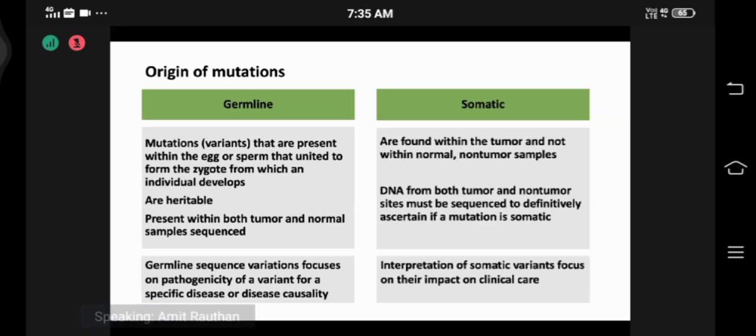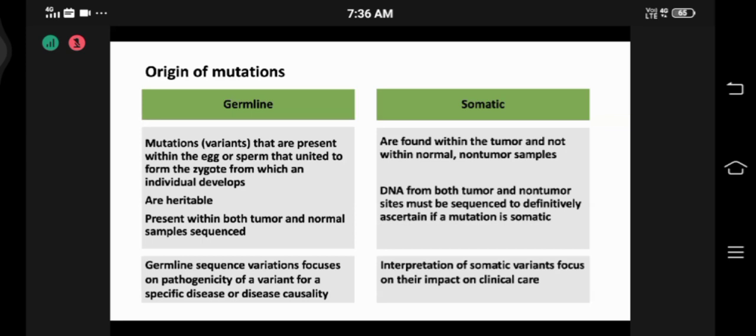The other major mutations important for us are somatic mutations. With somatic mutations, we are looking at the tumor, not at normal, non-tumor cells. Basically, we study only the tumor sample, and the mutations we find in it are somatic mutations. How do I know whether a mutation is somatic or germline? If I find a mutation in the tumor, it could be somatic or germline. So to say clearly that it is somatic alone, you also have to sequence normal cells. When you sequence normal cells and don't find it there, but find it in the tumor, you say it is a somatic mutation.